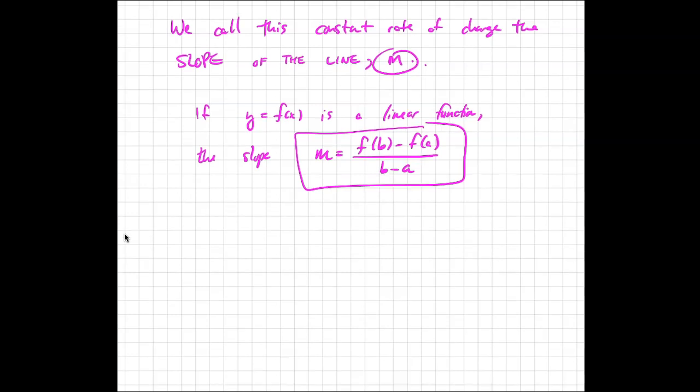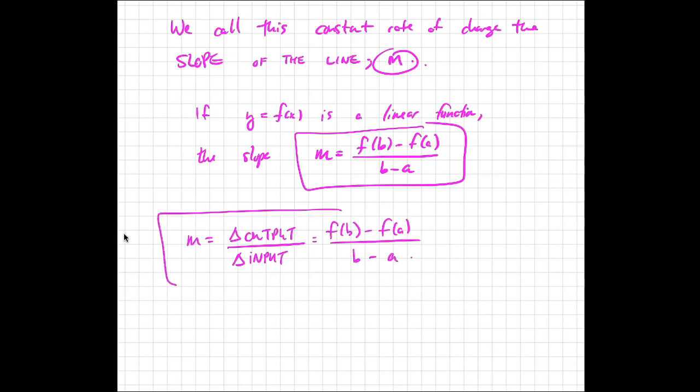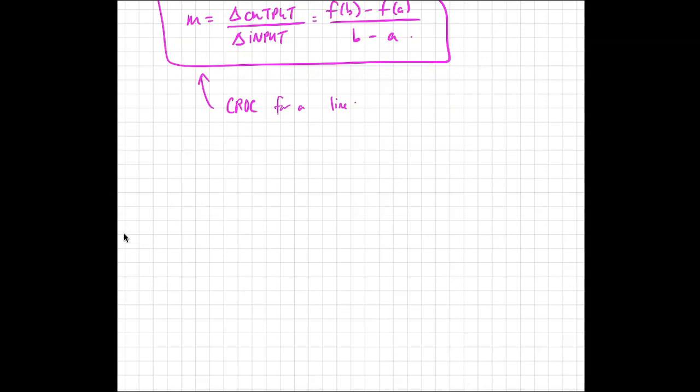And I like to write this in a better way, which is this is equal to the change in the output over the change in the input. And we measure change again by the difference. So the difference in the function's value over the change in the input. And again, we say that this is the constant rate of change for a line. So let's look at an example here.